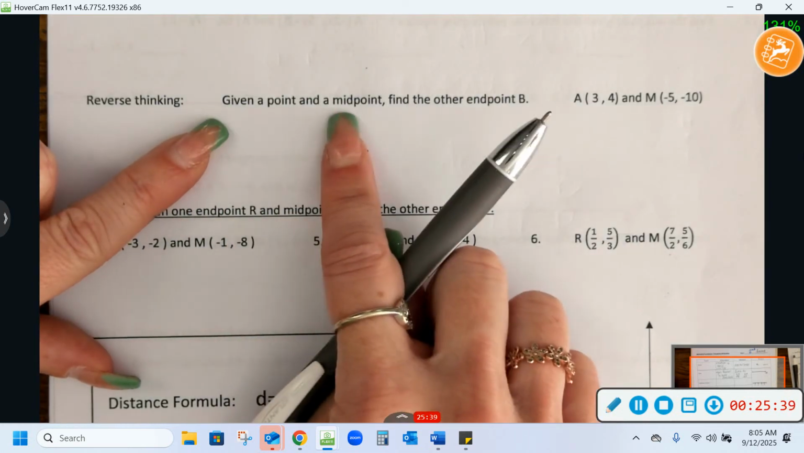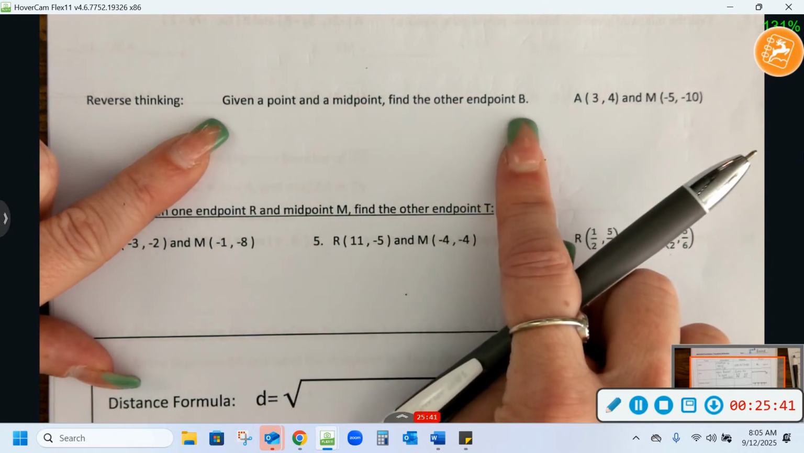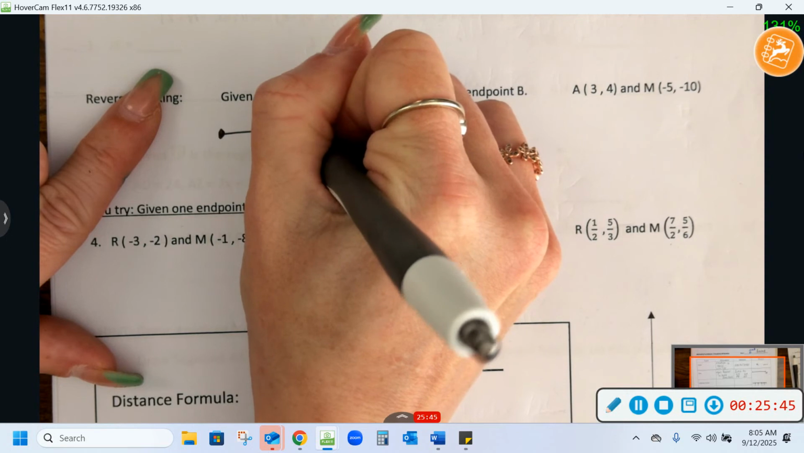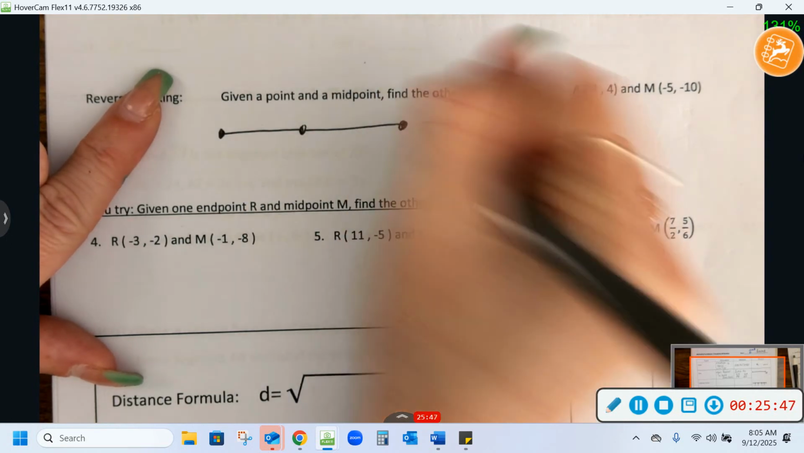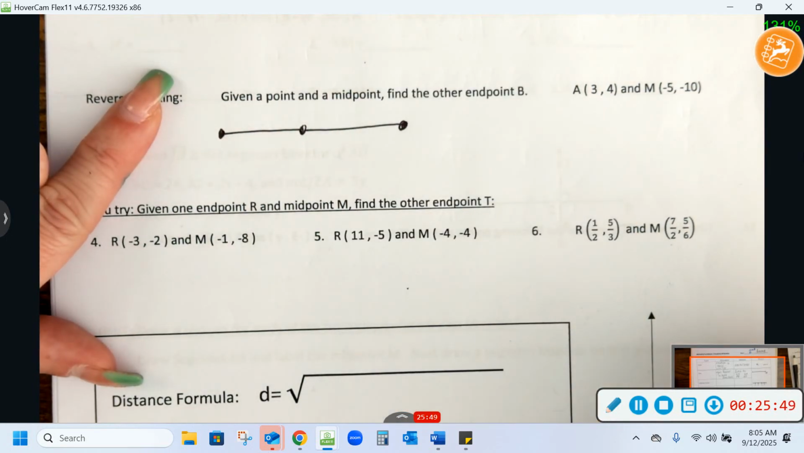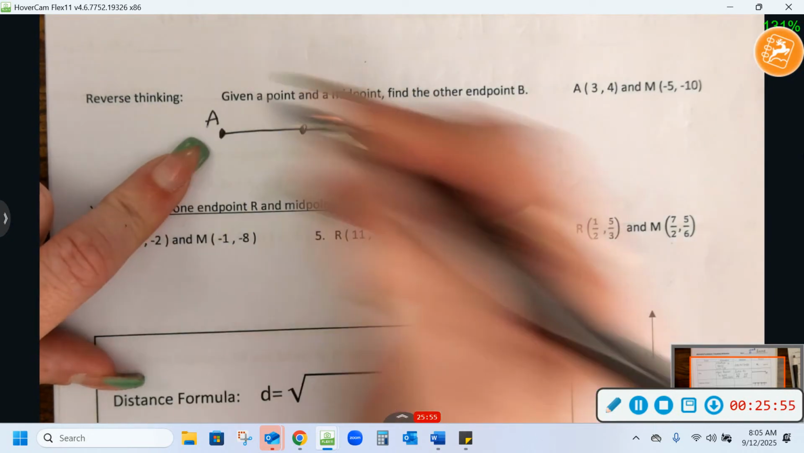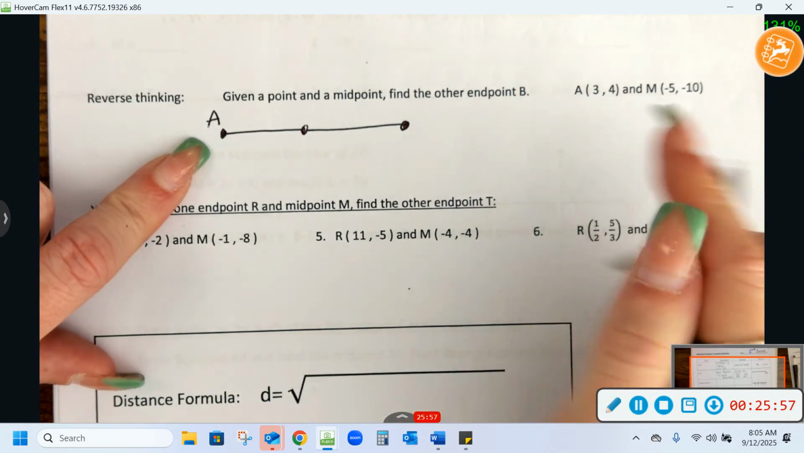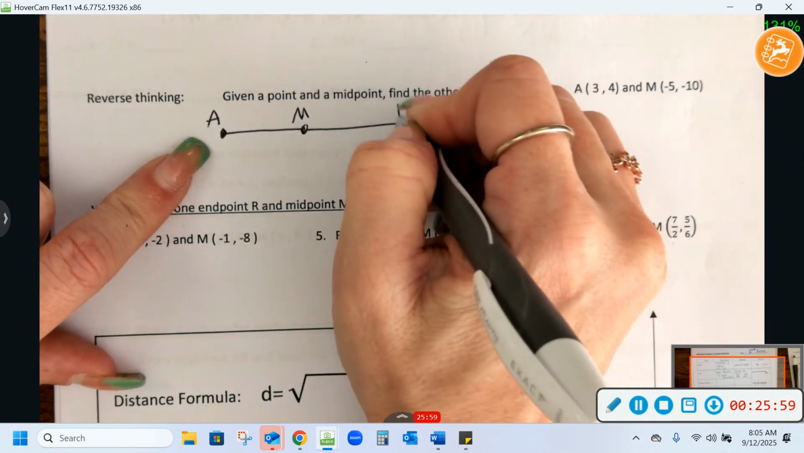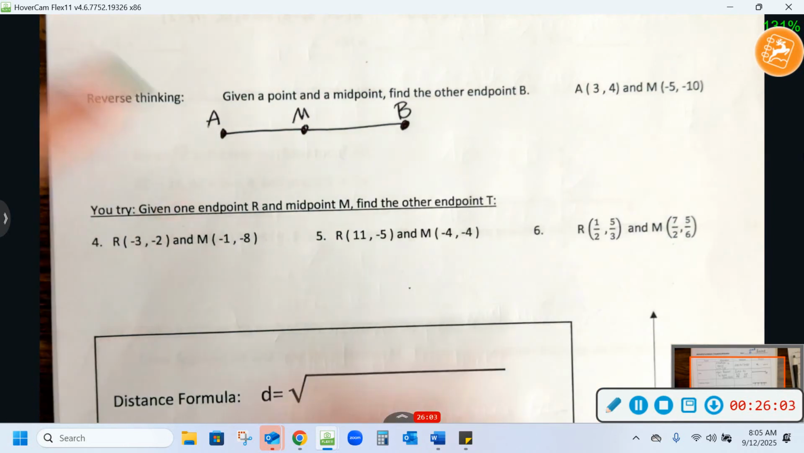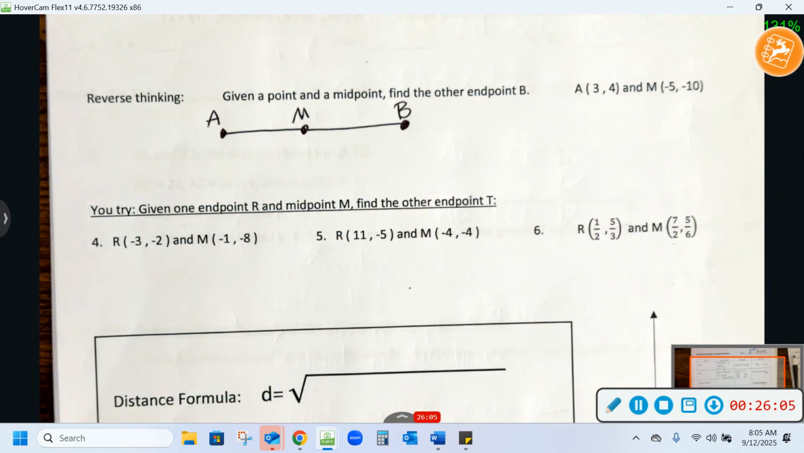Given a point and a midpoint, find the other endpoint. So as soon as I see that, I know I have a point, a midpoint, and another endpoint. A is my first endpoint. M is what they're calling the midpoint. And they want me to find this other endpoint B. They don't know where it's located. So I could go plot and figure this out.